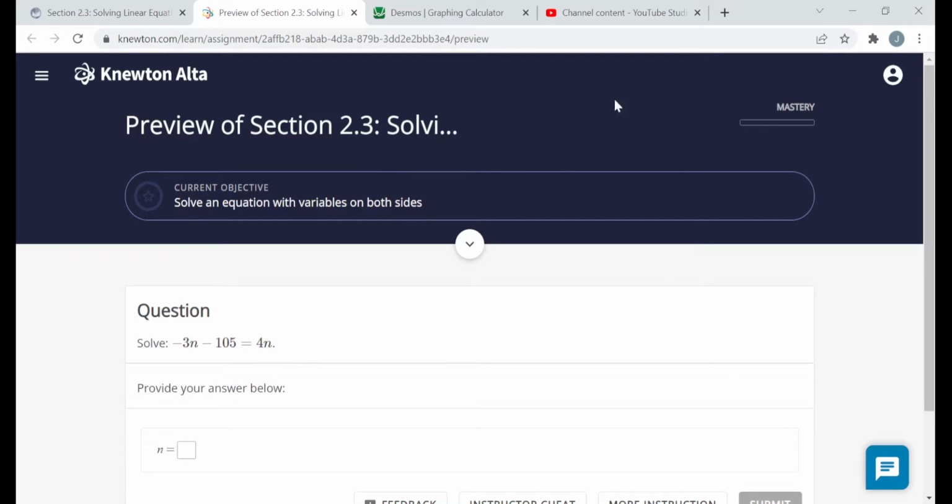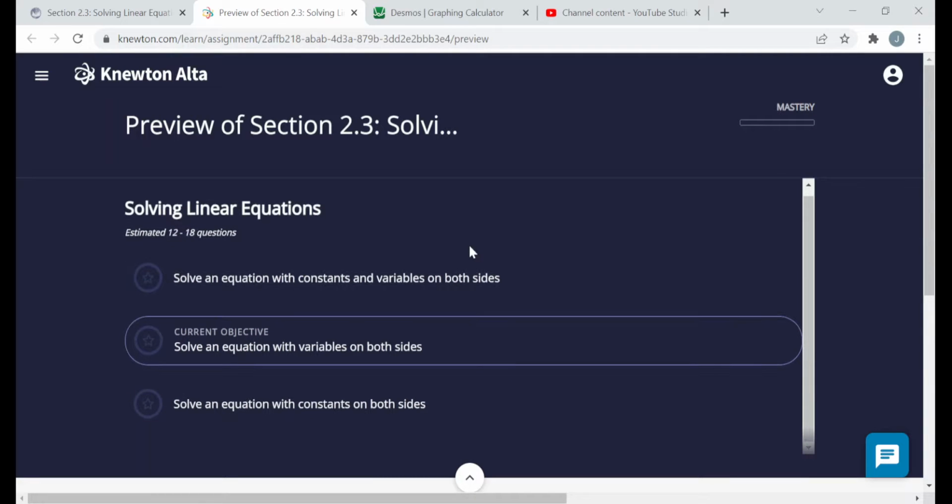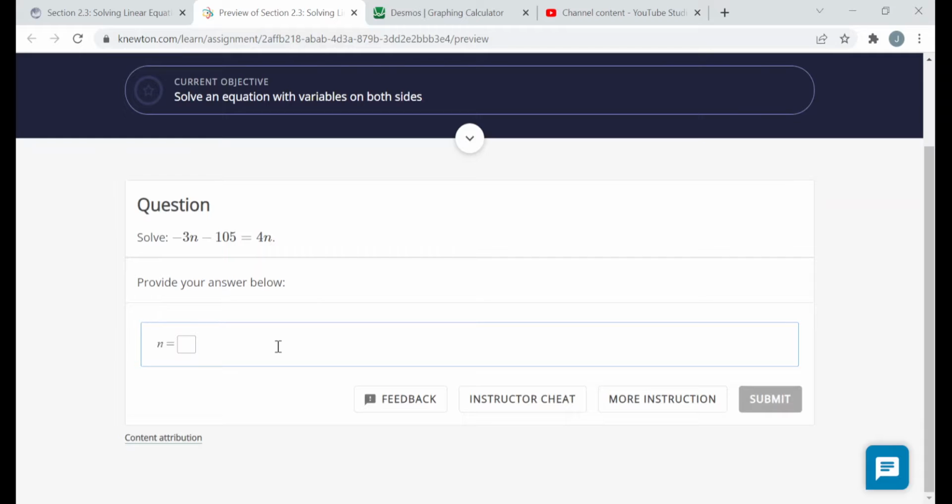Alright, so your assignment page looks like this. You have your title, the mastery bar telling you how far along you've gotten. You can view all your objectives for the assignment. Looks like there are 3 objectives for this assignment. Under the current objective, there should be a question related to that objective. And at the bottom of every question, you should be seeing a feedback button where you can send feedback to Knewton if you wish.